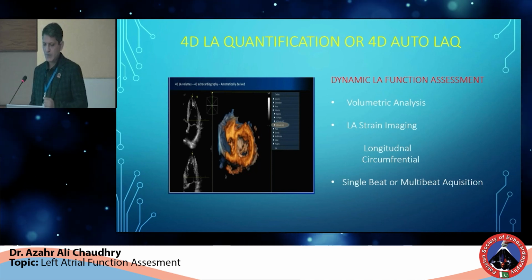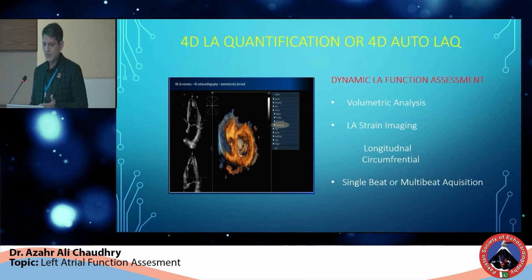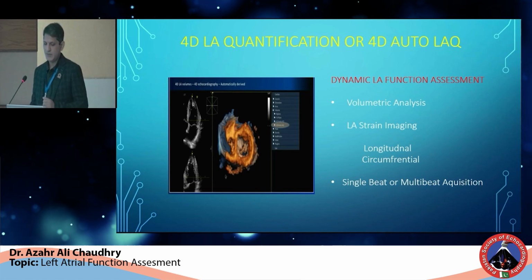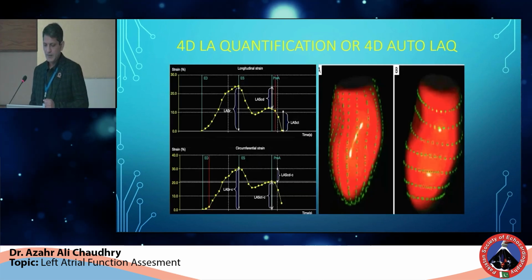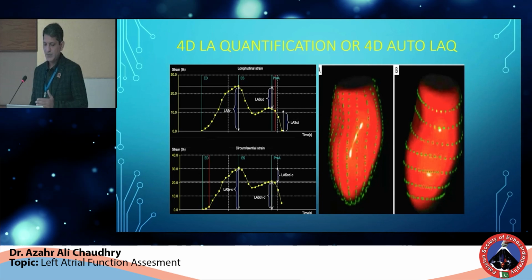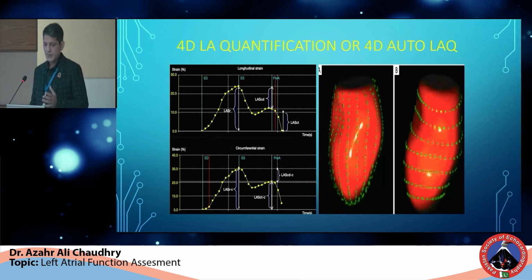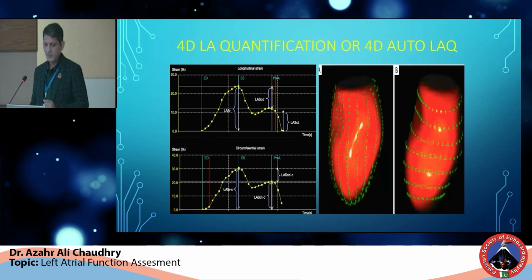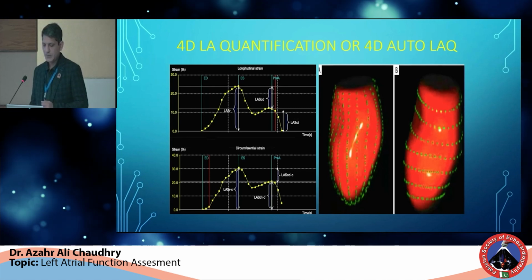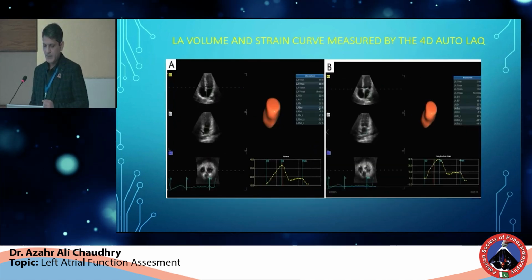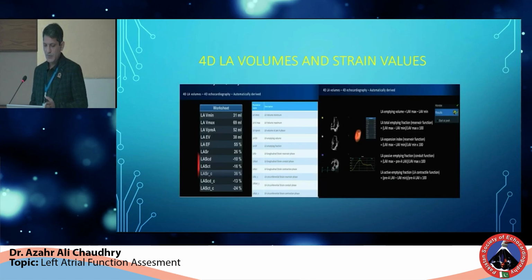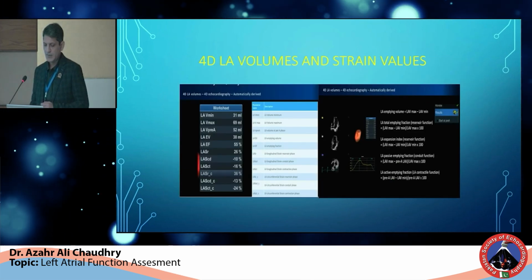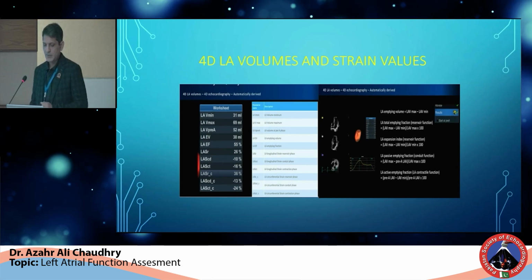The images are acquired with a 4D probe in a single beat or a multi-beat, where 4 to 6 beats are required. This is also an ECG gated study. And these are the horizontal lines and the circumferential lines which analyze and measure the longitudinal and the circumferential strain. These are the waveforms of the longitudinal and the circumferential strain. So then the views are aligned, and this is the data sheet that comes out after the results are given by the machine.